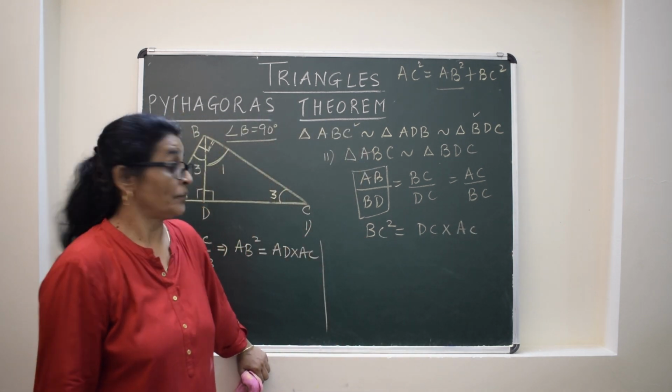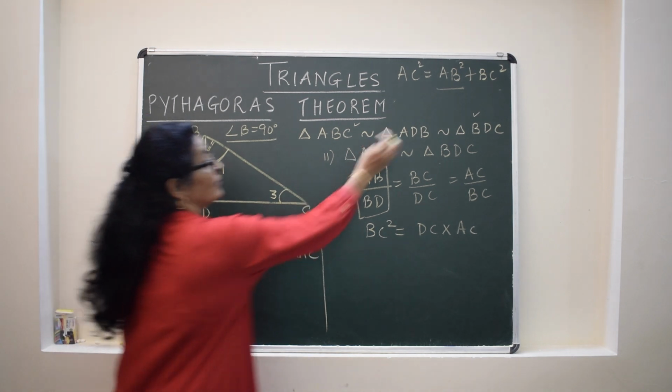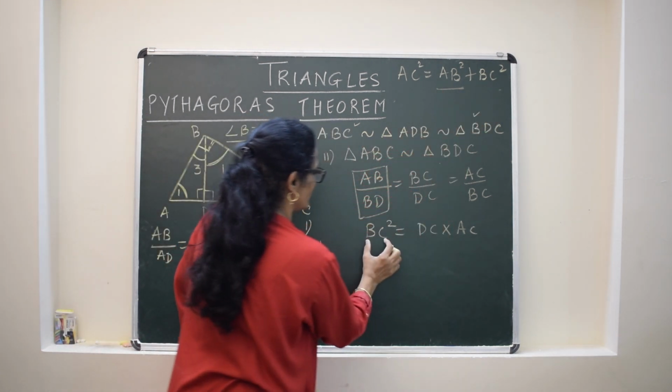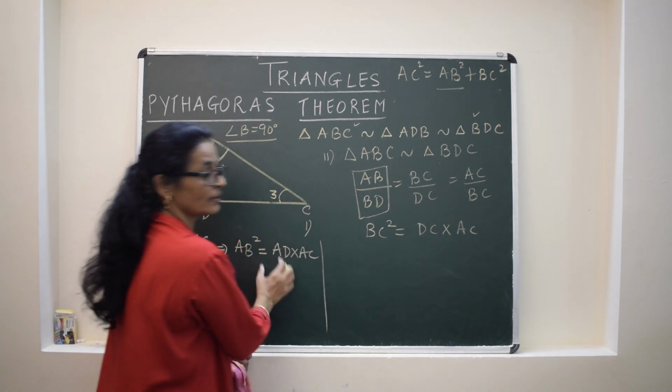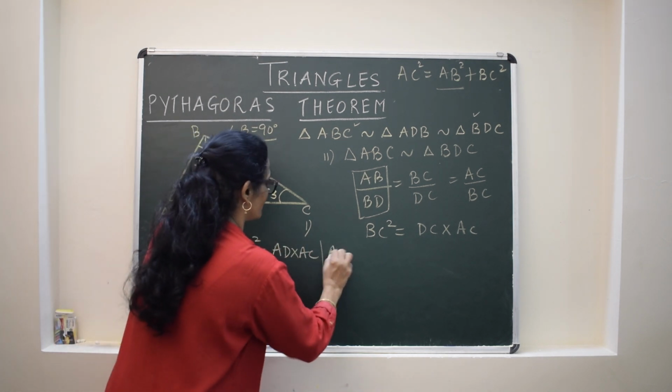AC. Clear? Now, AB square plus BC square. So AB square and BC square we have got here. We will add it.